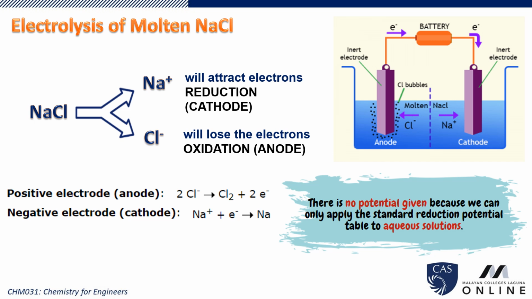Let's consider molten sodium chloride. It dissociates into sodium ions and chloride ions. At the cathode, sodium ions gain electrons and are reduced to sodium metal, and at the anode, chloride ions lose electrons and are oxidized into chlorine gas.